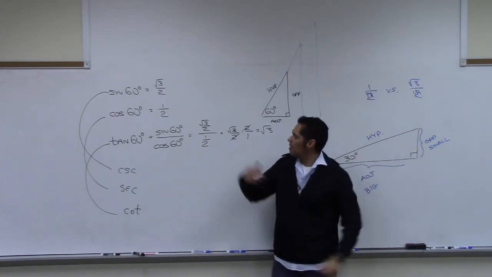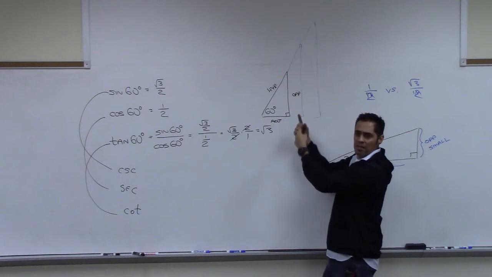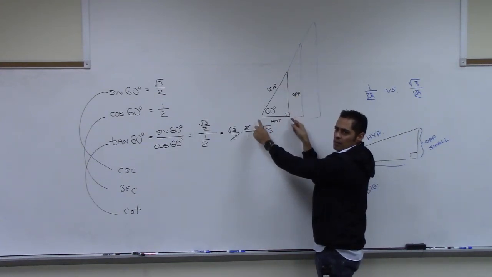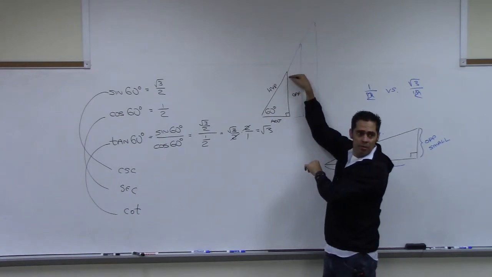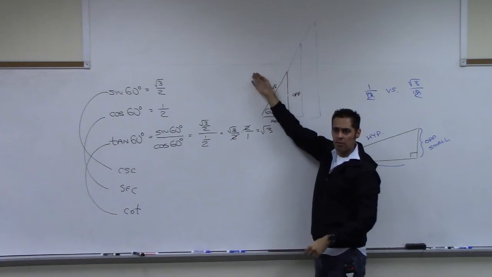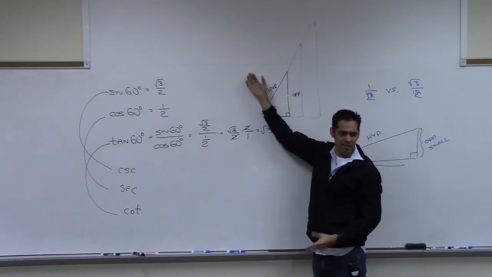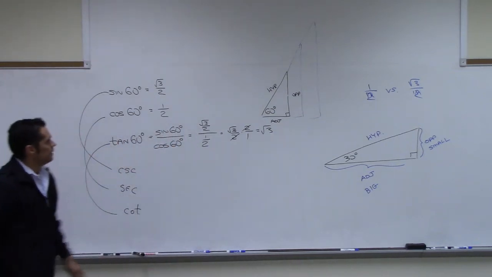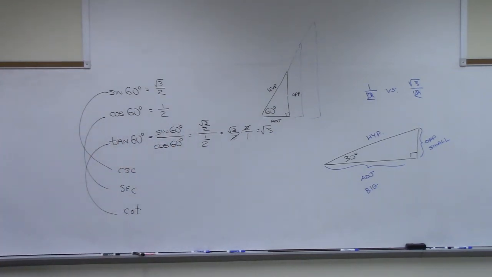Understand? But then when you come and look at this picture, they switch places. Now your opposite is bigger than your adjacent. So this side should get your root 3, and this side should get your 1. So root 3 over 2, 1 over 2. Understand? I mean, if it helps, it helps. If not, just memorize it, like I said. All right. Those are your 30 and 60.